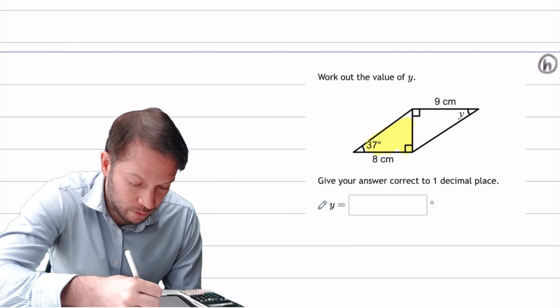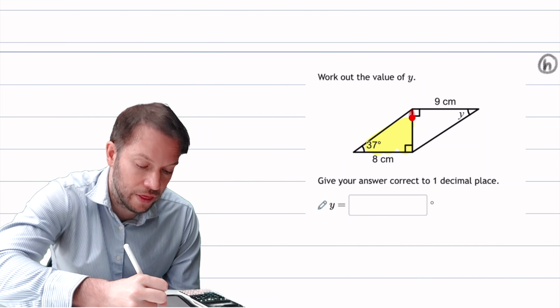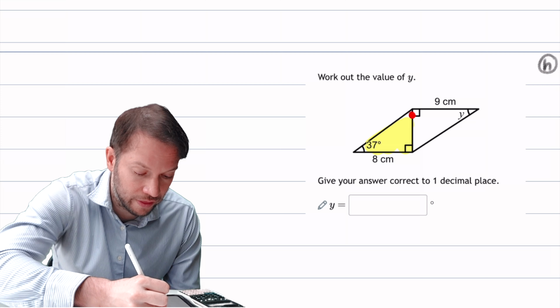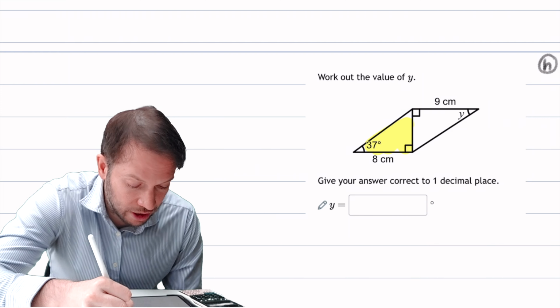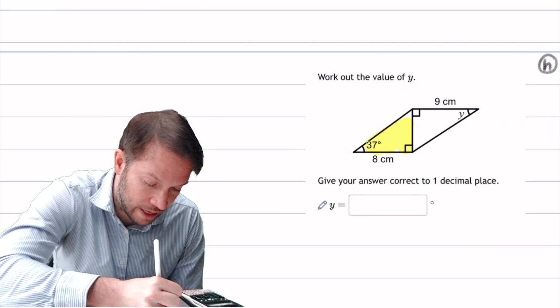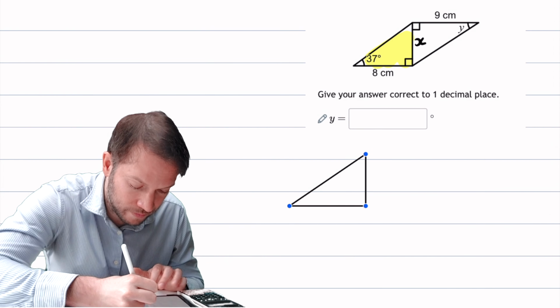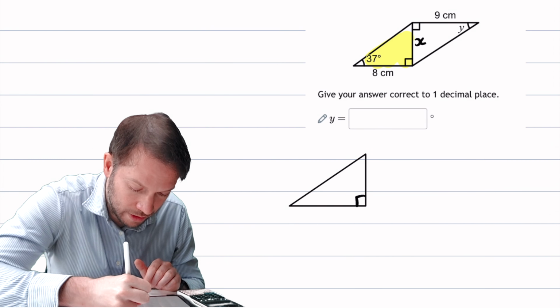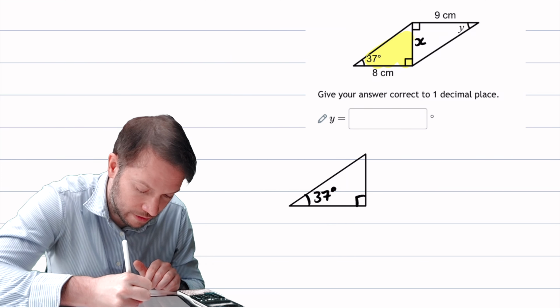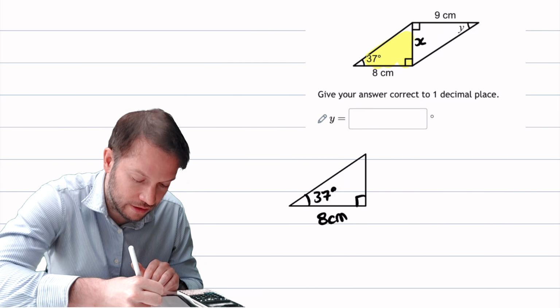We've got the 8, we've got the 37 degrees, and we want to find this length, because if we know that length, we can then use it in this triangle. Now, we don't know that length, so let's just call it x, and let's just draw out this triangle separately. 37 degrees, that's 8 centimeters, and that's x.